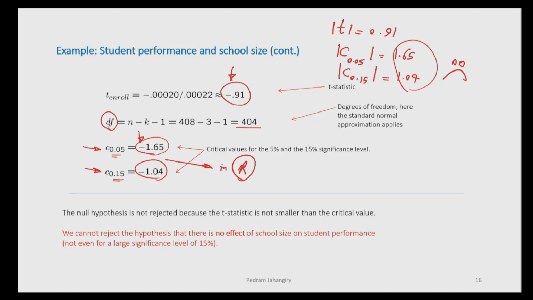So what can we conclude? The null hypothesis is not rejected. We fail to reject because the t-stat is not smaller than the critical value. Again, if you're looking at the absolute value, it's not larger than the critical value, right? This implies that we cannot reject the null hypothesis that there is no effect of school size on student performance, not even for a large significance level such as 15%.